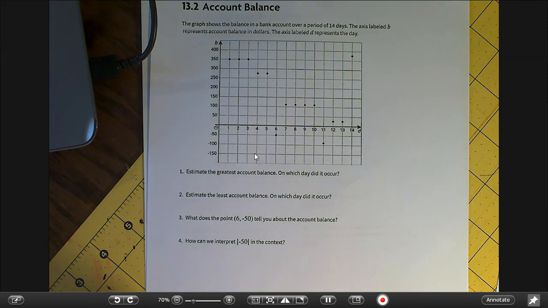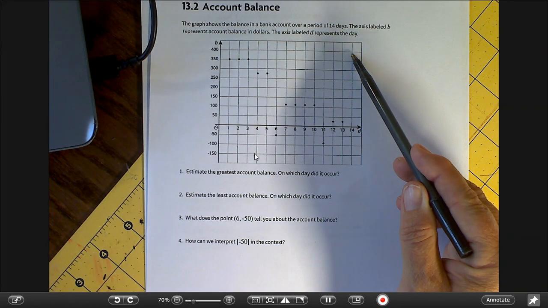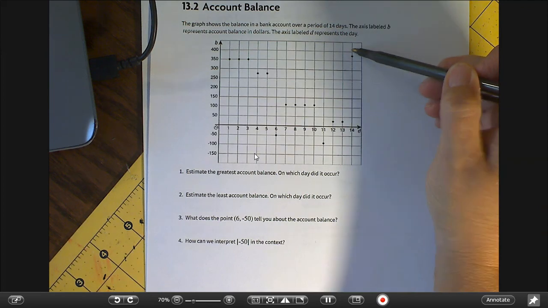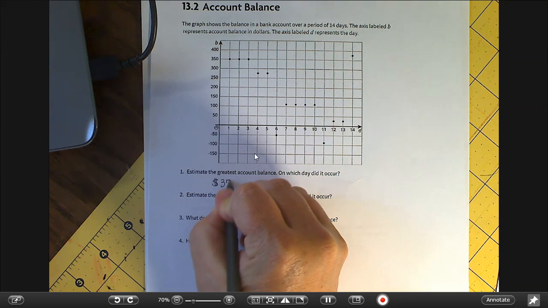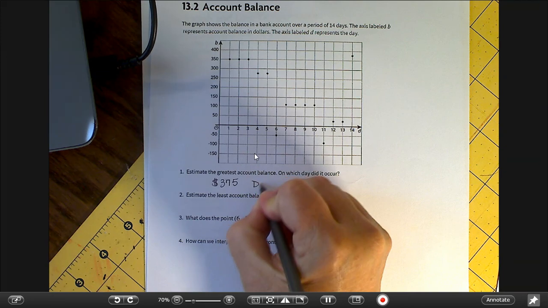So estimate the greatest balance, and on which day did it occur. So all you have to do is look for your dot that is the highest, and it's between $350 and $400, so that's $375. And if you look at what day that was, it was on day 14.